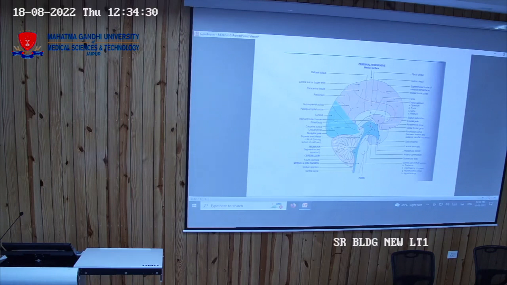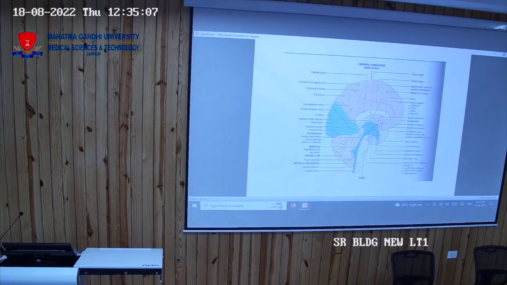Now look, the gyrus present between the, what is this? Corpus callosum. As I told you, the corpus callosum also has a sulcus, called the callosal sulcus. And above the callosal sulcus is the cingulate sulcus. The gyrus present between these two is called the cingulate gyrus. And above this cingulate sulcus, this area is called the medial frontal gyrus. This one.